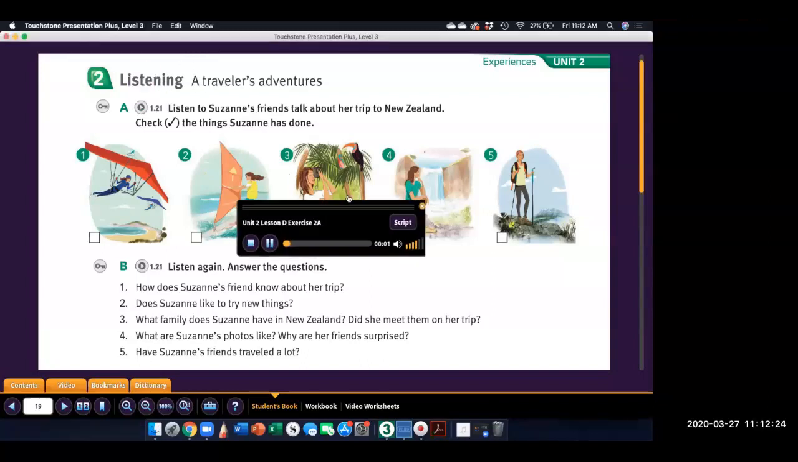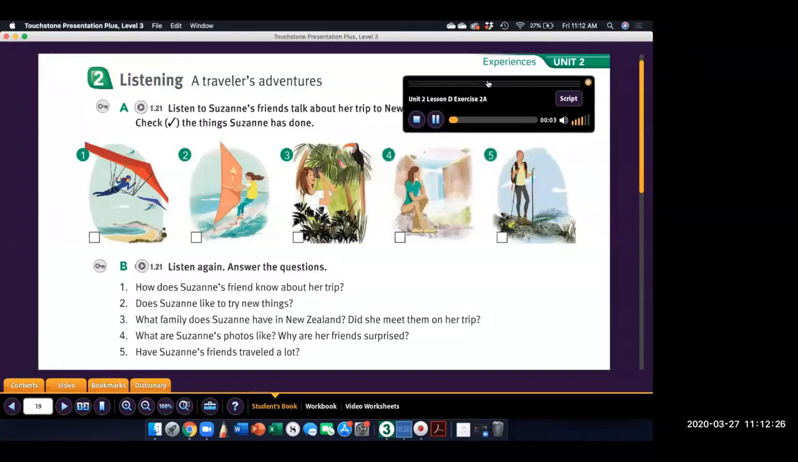Page 19, Lesson D, Travel Blogs. 2, Listening, A Traveler's Adventures. A and B. Listen to Suzanne's friends talk about her trip to New Zealand.